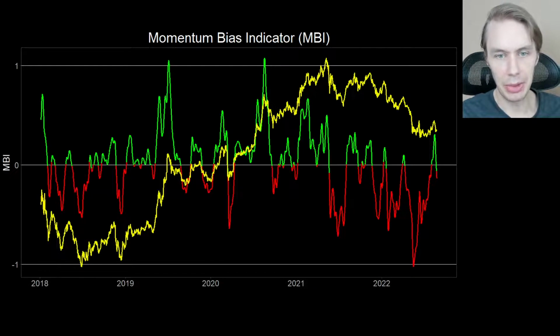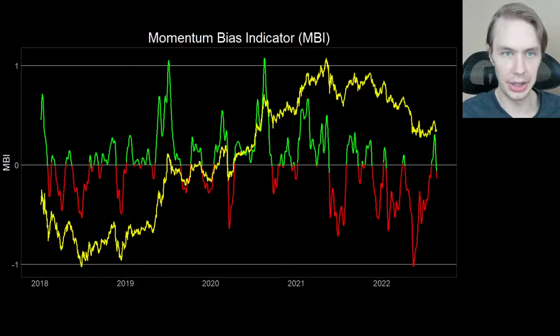I want to turn over to a different indicator next, though, the momentum bias indicator, or MBI, to give us a picture of what might be going on in the more macro or cyclical sense for Link. What part of the market cycle is it in? If you're not familiar with this indicator, it quantifies momentum in a given asset.